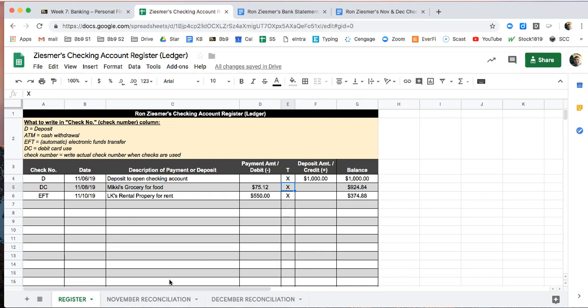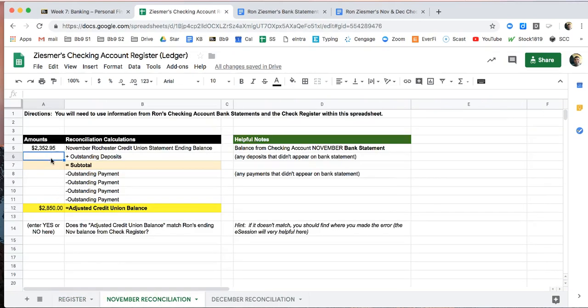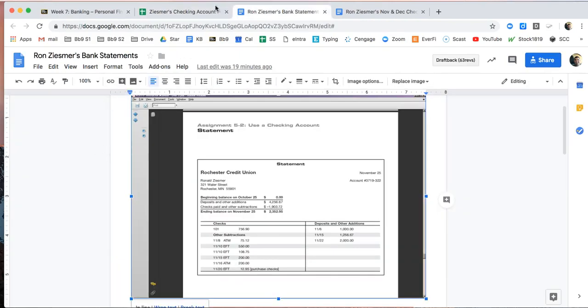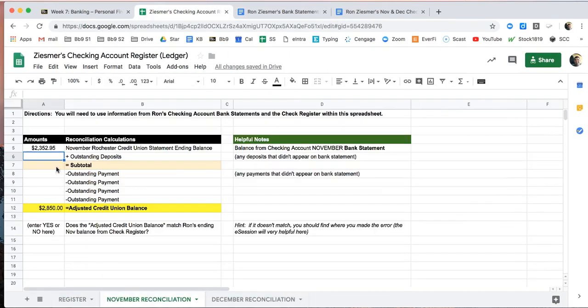So what you're going to do then is go to reconcile your account. Anything through the 30th of November that is outstanding, meaning that it did not show up in your bank statement, does not have an X right here. If it's a deposit, you're going to enter that number right here, and then give yourself a new total. So let's say there was a $100 deposit that didn't show up. We'll then go $2,352.95 plus 100, and that's your new subtotal.